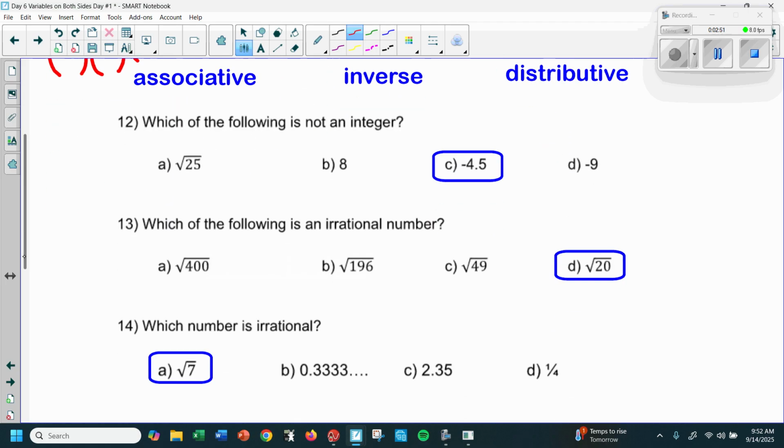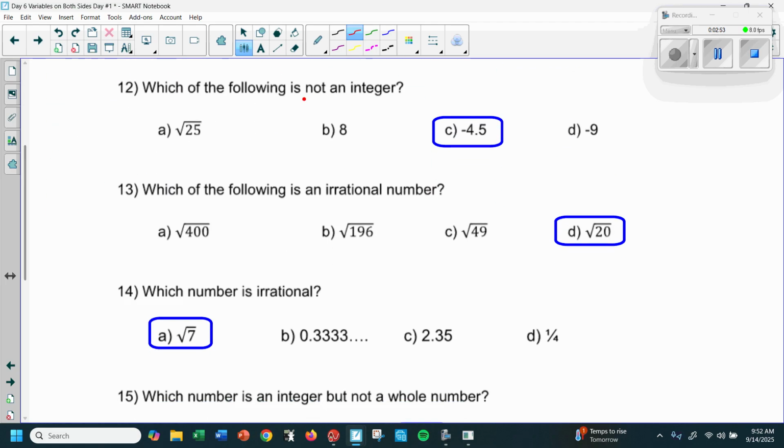Okay, the bottom ones. Which one is not an integer? So what would you not find on a number line? If you square root 25, you get 5. You would find that on a number line. 8, you would find on a number line. -9, you would find on a number line. But -4.5, you would not find on your standard number line.